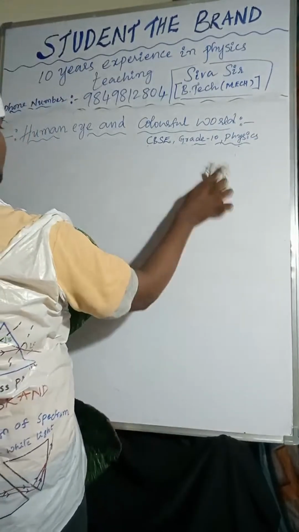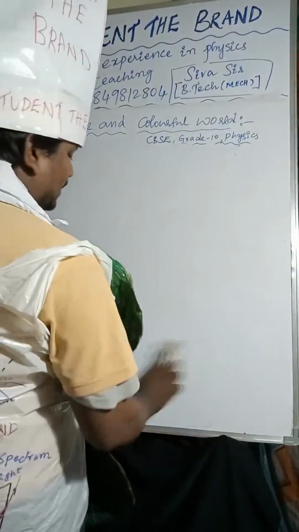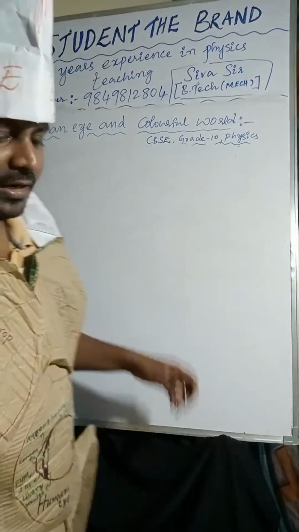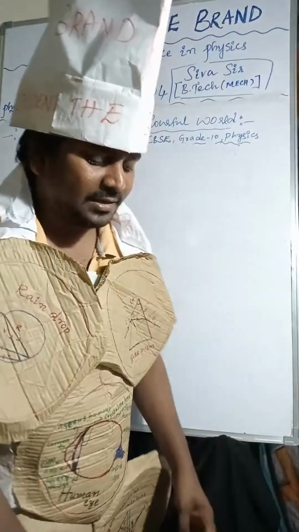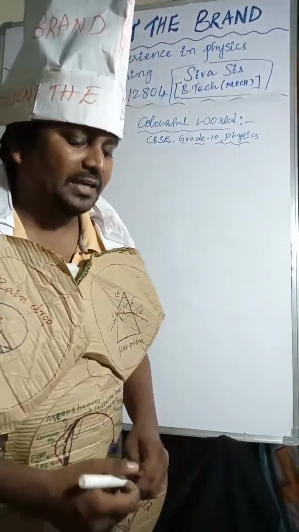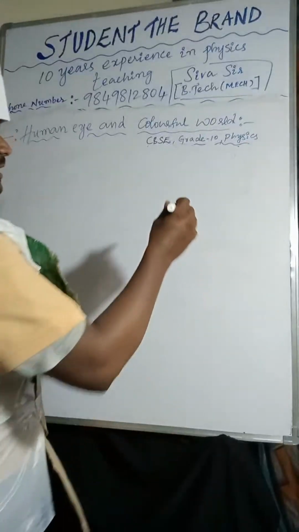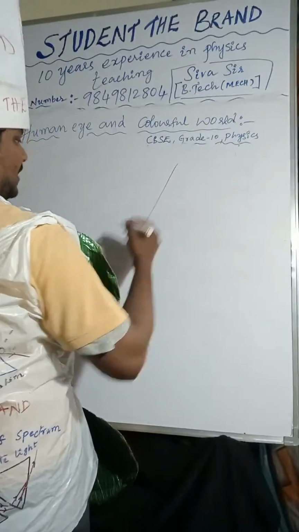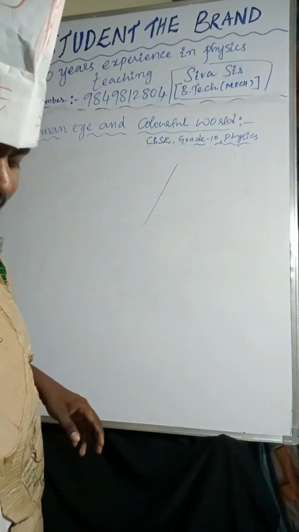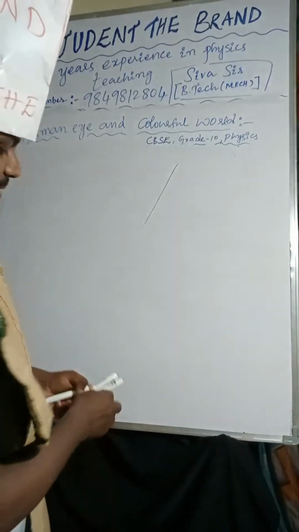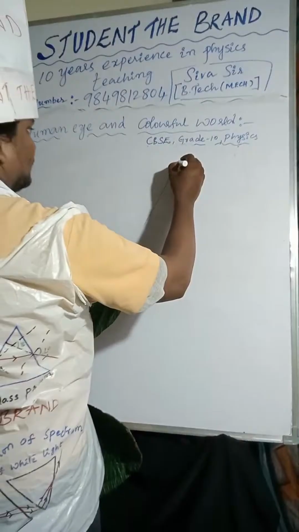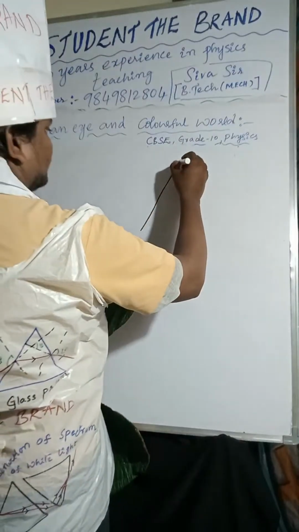So refraction through prism. Now we'll discuss refraction through prism. I will explain how refraction happens and how we take it. So now I'm taking the prism here. This is a prism.